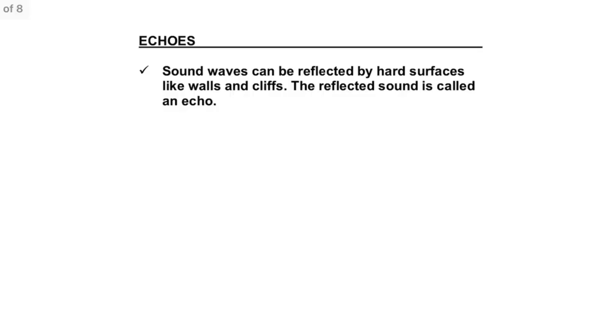If you were to stand in an empty room with no furniture and say, hey, you would hear a follow-up saying, hey, hey, hey, something like that, right? So that is echo. Echo is when a sound wave strikes a wall or any hard surface and is reflected back and you hear it again. So that is why in an empty room, you will hear echoes. When you say something, you will hear repetition of that same thing.